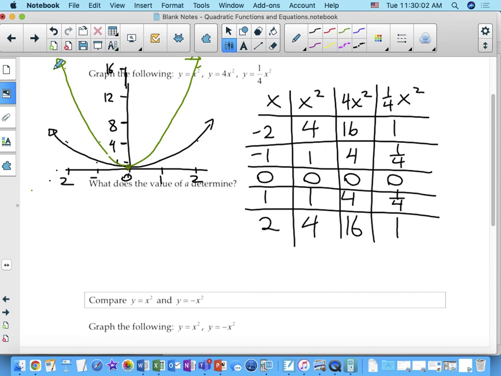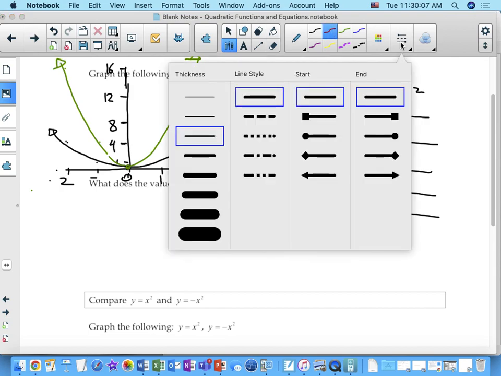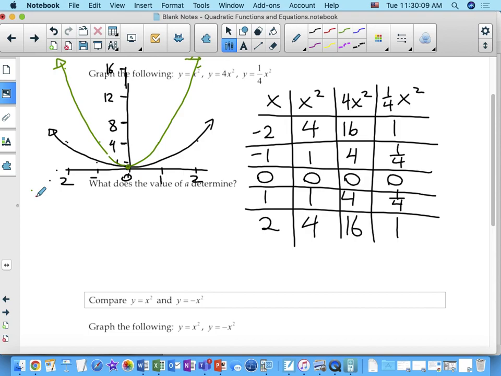Okay? And then I'll switch again to red. Okay? For a quarter x squared, when x is -2, y is 1. When x is -1, y is a quarter. Then we've got the 0, 0 point, a quarter, and 1. So this guy looks like this.